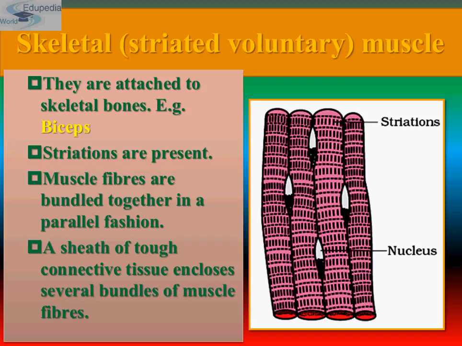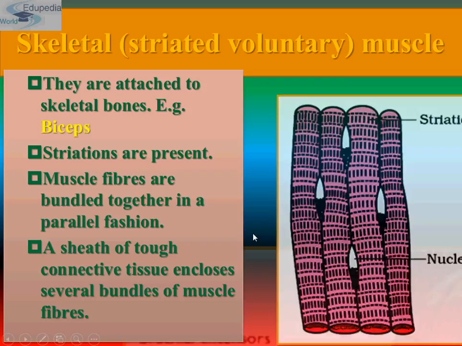In a typical muscle such as the biceps, striated skeletal muscle fibers are bundled together in a parallel fashion, just like this. They are arranged in a parallel fashion. And a sheet of tough connective tissue encloses several bundles of these fibers. That means they are enclosed in a sheet-like structure, a sheet of tough connective tissue that encloses these muscle fibers.